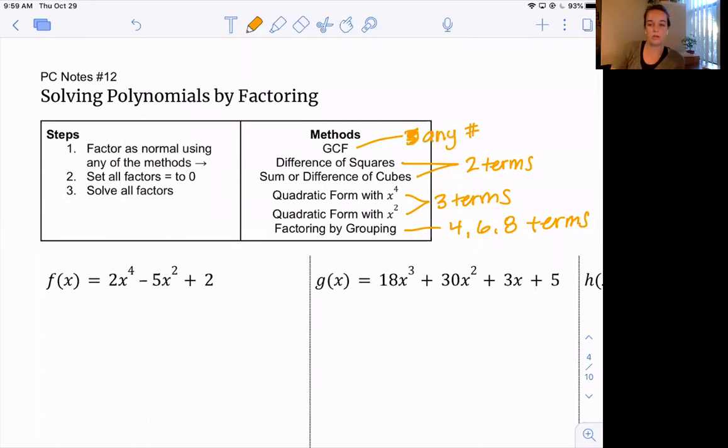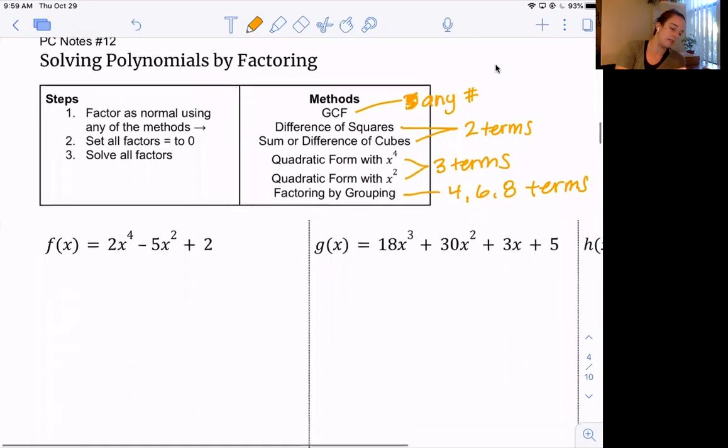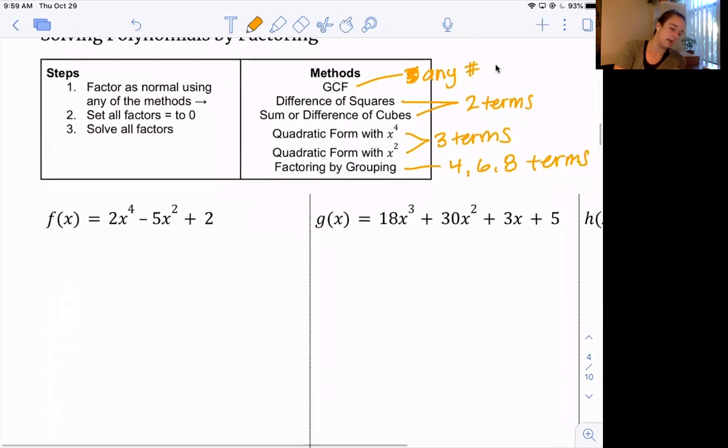All right, so we're going to jump into this first one. We're going to factor as normal. We're going to set all the factors equal to 0, and then we're going to solve the factors. So since I see that this has x to the 4th here, I'm going to use the quadratic form with x to the 4th power.